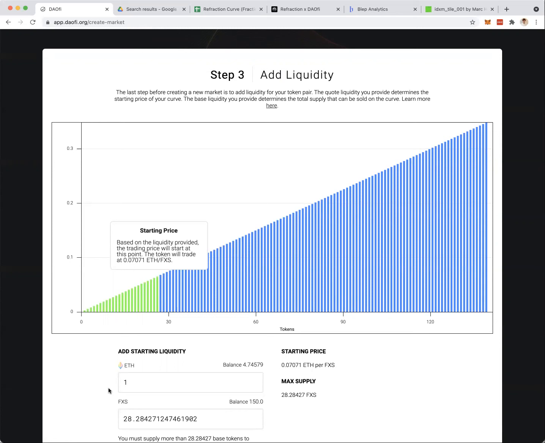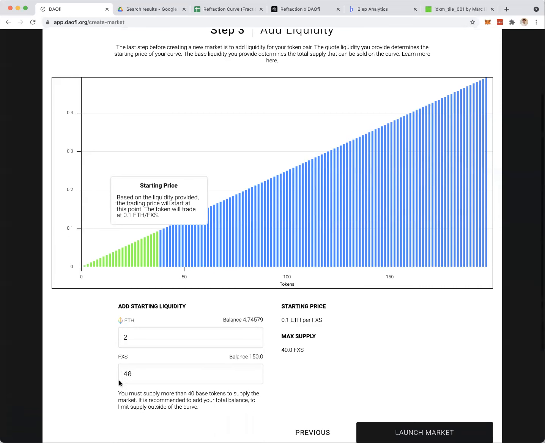So when you first launch your curve, if you want some starting price which is greater than 0, there has to be some amount of quote reserve in the contract. That first input field there is the amount of quote tokens you're going to send when you create the market, and you can see the corresponding starting price based on that volume under the curve. Now, the second thing you see underneath the quote token there is the base token amount.